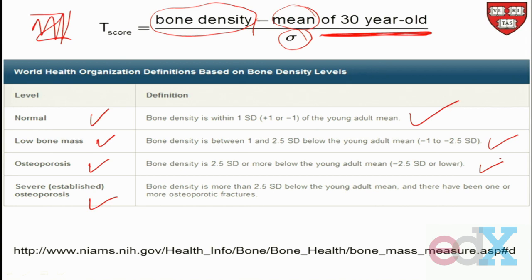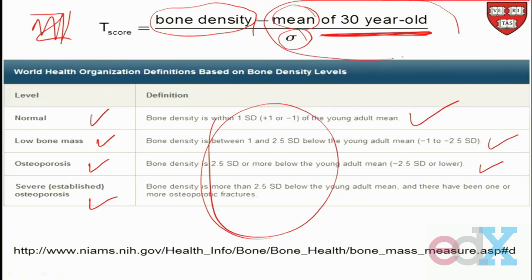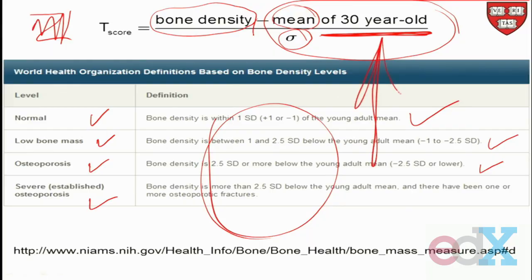Now, if we'd kept these standard deviation definitions of our categories and defined it with the appropriate mean and come up with Z-scores, then we'd always have the same proportion of women in each category, because the bone density is approximately normally distributed. But no, because we're subtracting the 30-year-olds' mean, things change.